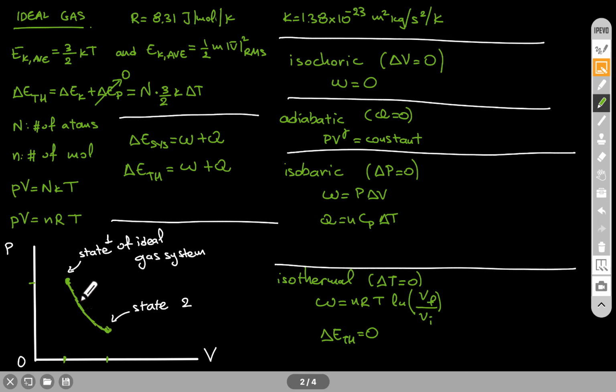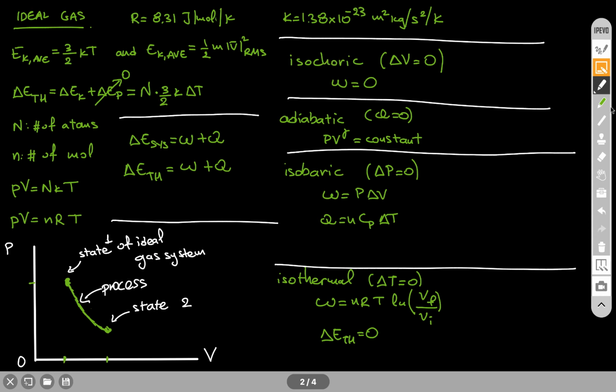Okay, here is state 2, here is state 1. This curved line represents a process. This is a process, the process with which the ideal gas goes from this pressure and volume to that pressure and volume. Now, for processes, we have a number of processes for the ideal gas.